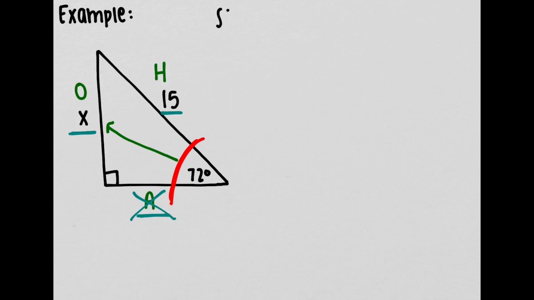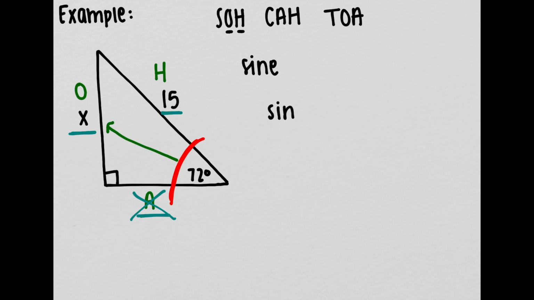Remember, we have our SOHCAHTOA, so sine goes with opposite and hypotenuse. Cosine is with adjacent and hypotenuse. And finally, tangent is with opposite and adjacent. When I look here, I have the opposite side and the hypotenuse. So that tells me that I am using sine. Now, step 5 was to set up my equation. So I take my trig ratio, which was sine, so S-I-N. In parentheses, remember, that's where we're putting that angle measure. So sine of 72 is equal to, and remember, sine is opposite over hypotenuse.